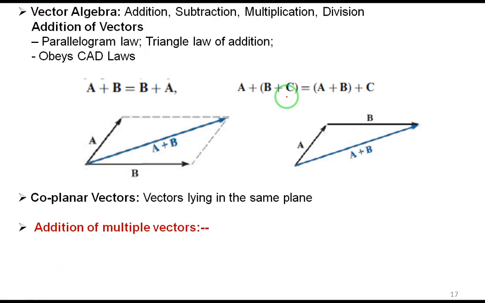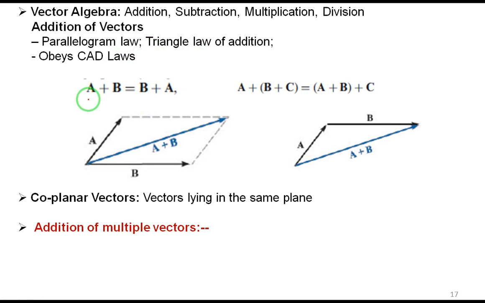Then coming to vector algebra, we are already familiar with it. Briefly, in vector algebra we will be studying the addition of vectors, subtraction of vectors, multiplication of vectors, and division of vectors. For addition of vectors, we will use the parallelogram law of addition or the triangle law of addition. The addition of two vectors will obey the CAD laws, that is, the commutative law, associative law, and distributive law.